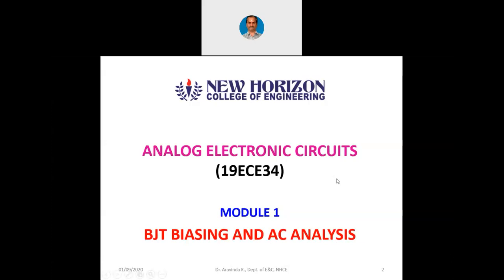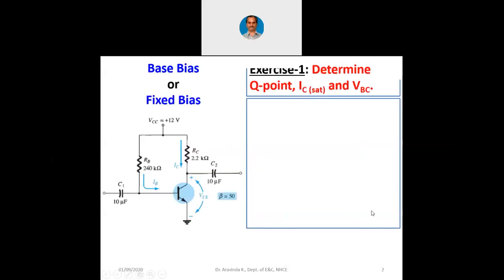So in today's class, I am purposely showing you some slides because we will work out some exercises now based on whatever is discussed till now as the theory part. So let me go to the next slide. We initially discussed the base bias. It is also called fixed bias. And you are seeing a circuit here where RB is 240 kilo ohms and RC is 2.2 kilo ohms. Now your job is to quickly give me the answer by determining the Q point and also find out IC saturation and also find out VBC.